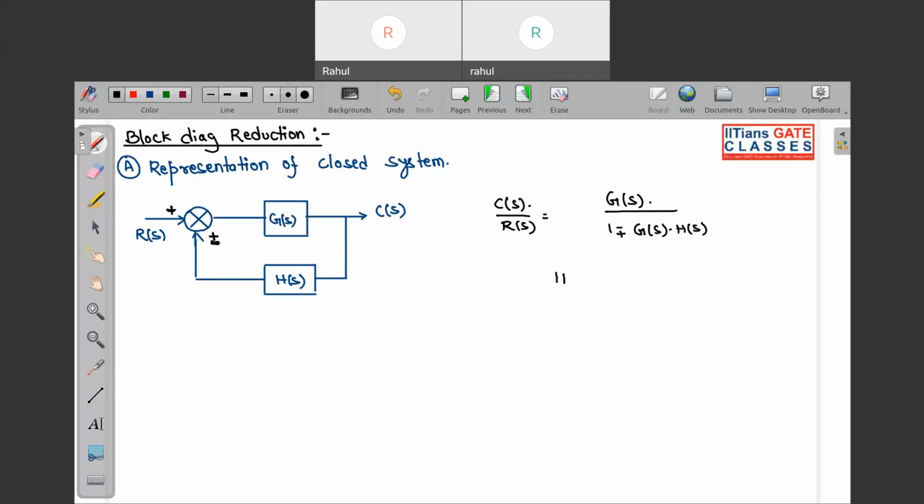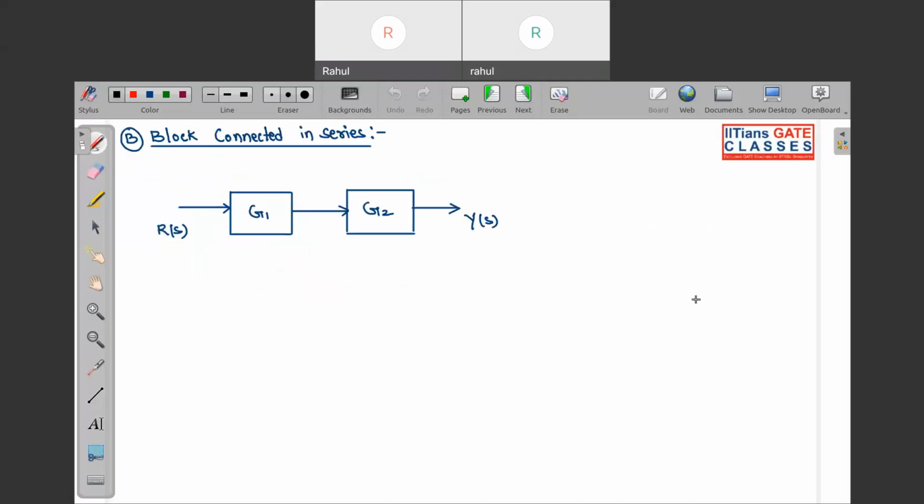Now if H(s) equal to 1, that means a unity feedback system. Then we can reduce the whole block diagram to C(s) by R(s) equal to G(s) divided by 1 minus or plus G(s). Okay, we can do this. Now next is blocks connected in series.